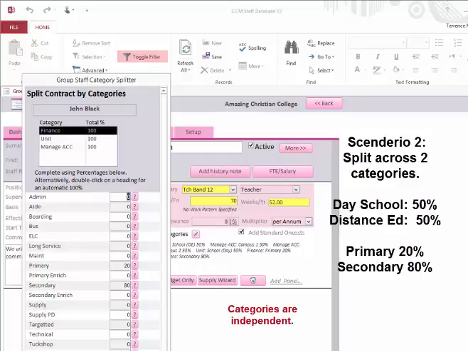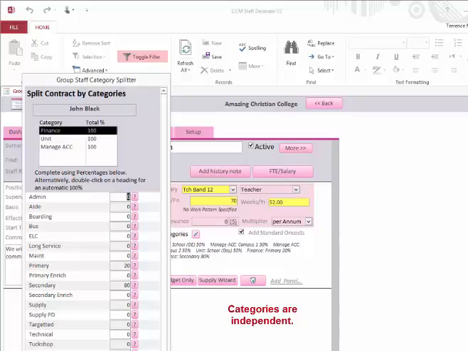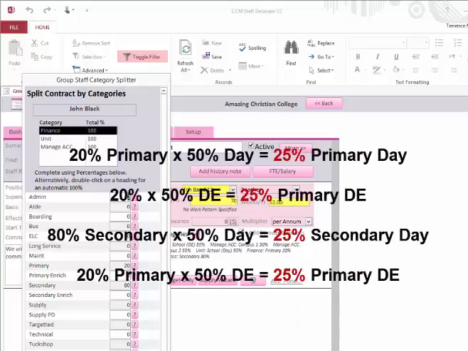Because the categories are not hierarchical, when calculations are made, 20% of his 50% day school will count as primary and 20% of his 50% DE will be primary. And the same goes for secondary: 80% of his 50% day school is secondary and 80% of his 50% distance ed is secondary. So the categories do not subsume each other, and in that sense, when calculations are made, categories simply get multiplied across unit and finance.